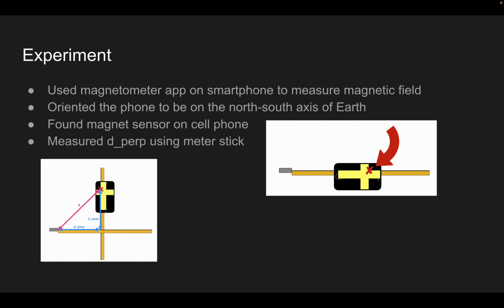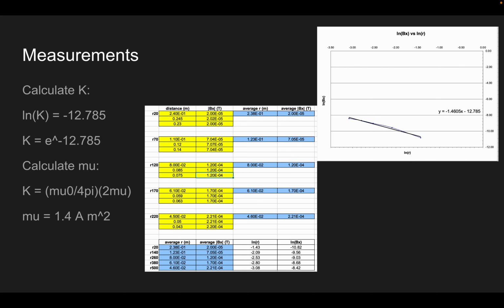a meter stick. For the measurements to calculate K, using the Excel spreadsheet and measurements, we found that ln of K is equal to negative 12.785, and then we take e to the power on both sides, and we get K is equal to e to the negative 12.785, and then we calculate mu from the K value, and we get mu is equal to 1.4 A·m².